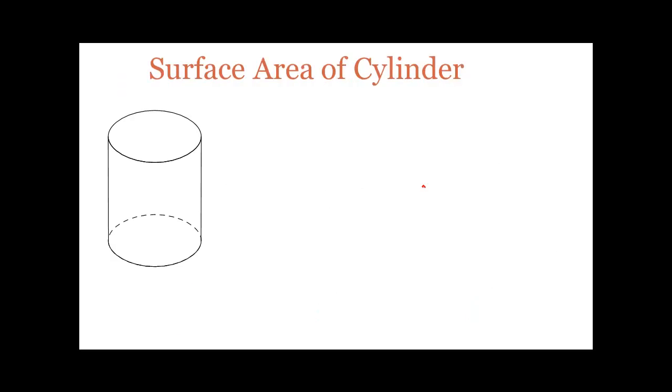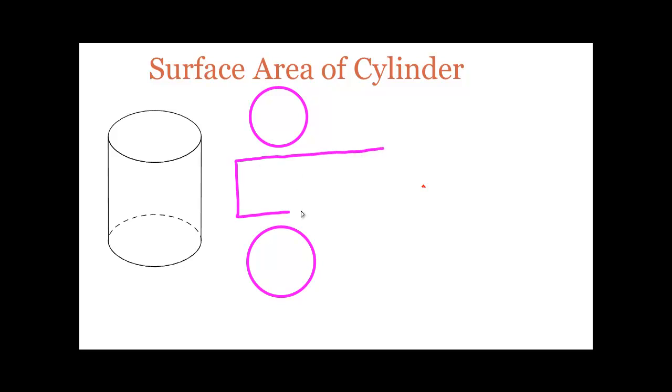So let's start with finding the surface area of a cylinder. As you can see, this cylinder has its bottom in the shape of a circle and its top in the shape of a congruent circle, and if you unfold the cylinder it will give you a rectangle.